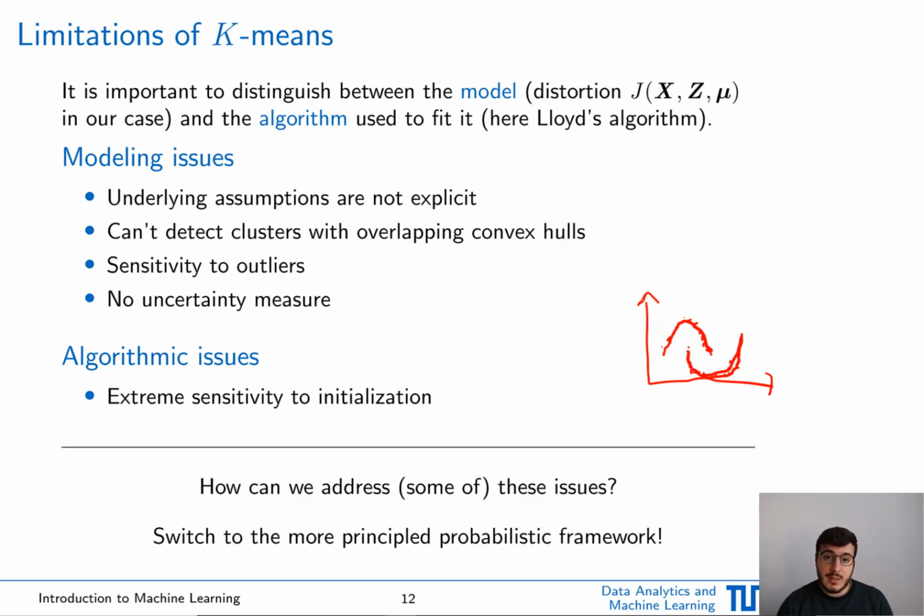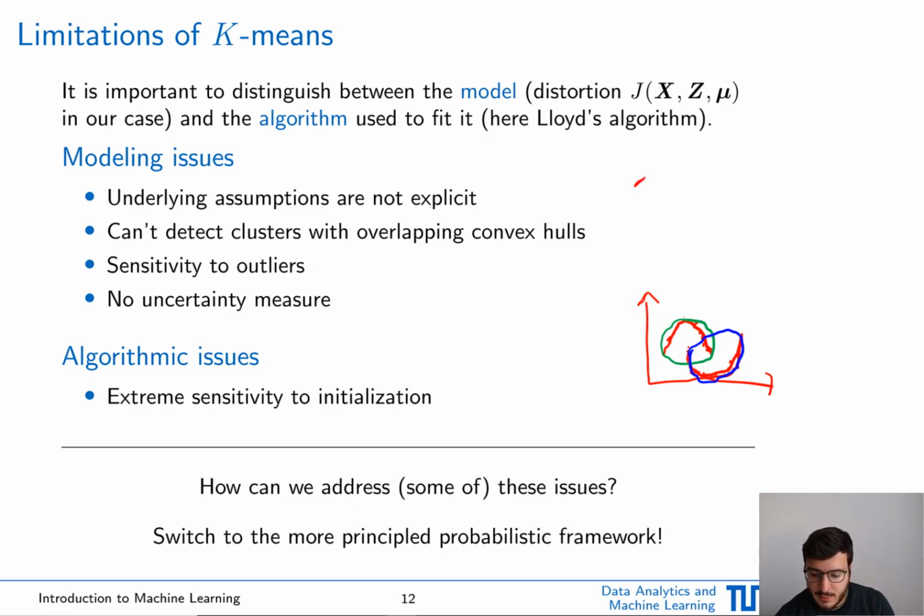However, depending on the distance function you choose, you will almost never be able to find these clusters with k-means. If you look at the convex hulls, the convex hull of the first cluster is this one, and the convex hull of the second cluster is this one, you'll see that they are highly overlapping. Why k-means doesn't work in this case is related to its underlying assumptions, which are not explicit. Let me tell you a bit more about what I mean with this.